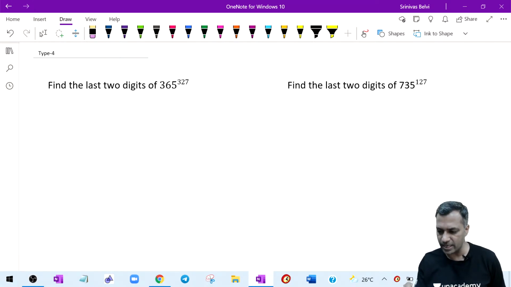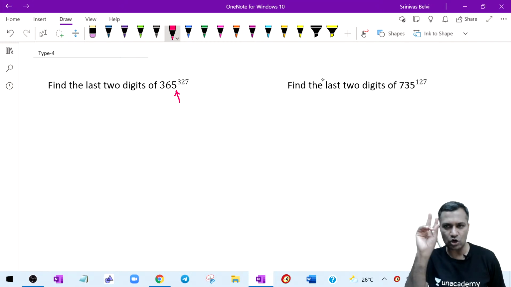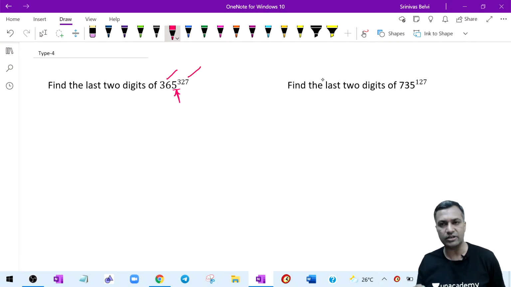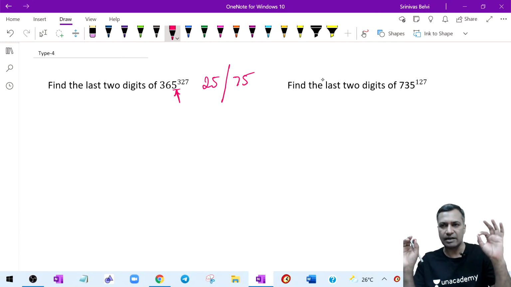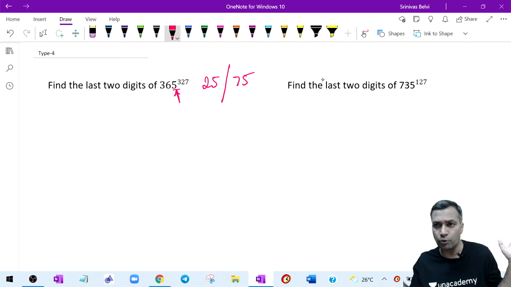What matters to me? The moment you see 5 as the unit digit, irrespective of what is in the tens place, only two answers are possible. Either my answer should be 25 or my answer should be 75. I just have to make a decision between the two. That's it. The proof comes from the binomial.